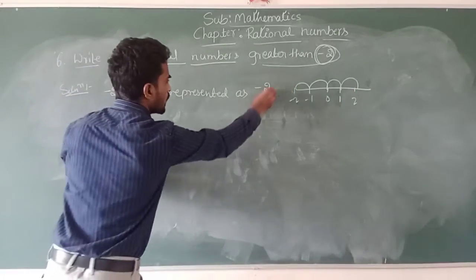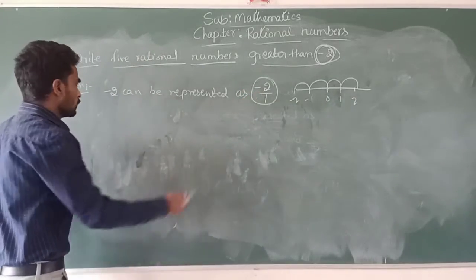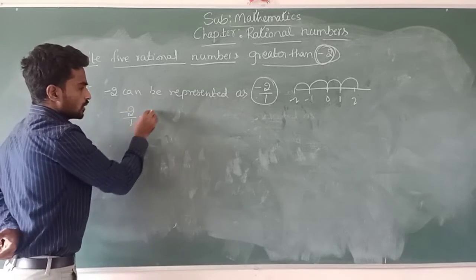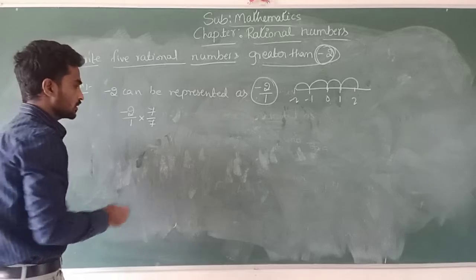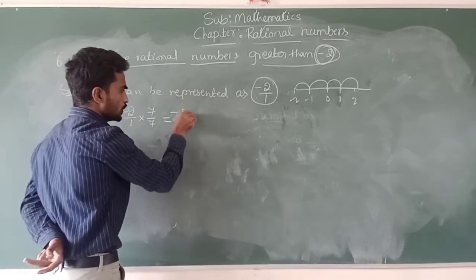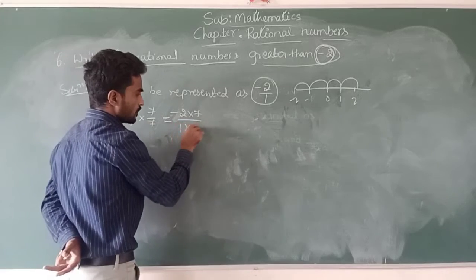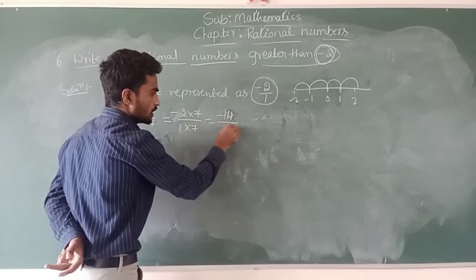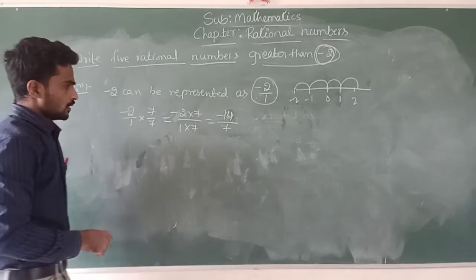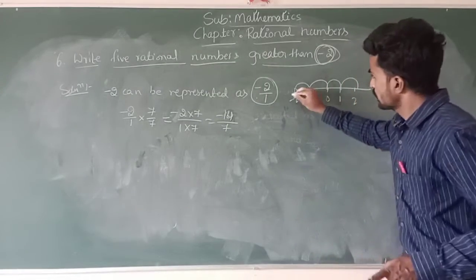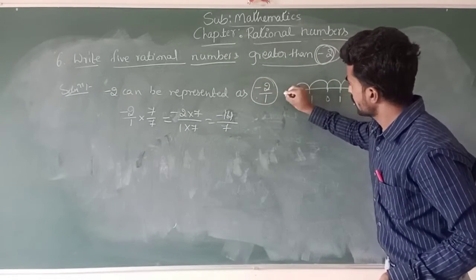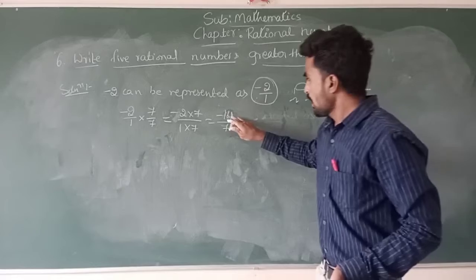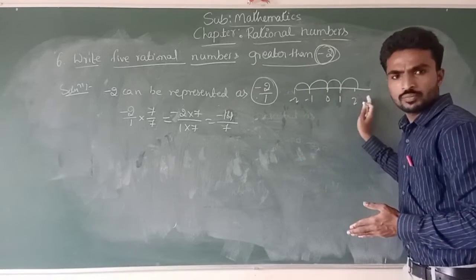Now, multiplying and dividing this number by any number, we get the same value. For -2 by 1, I will multiply and divide by 7. We get -2 into 7 divided by 1 into 7. That is equal to -2 into 7, that is -14, divided by 1 into 7, that is 7. In number line, here you are going to left side. Next -3, -4, -5, -6, -7, -8 numbers are there. For going to right side, the numbers will increase.